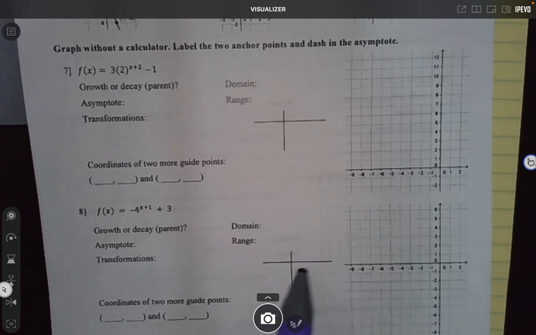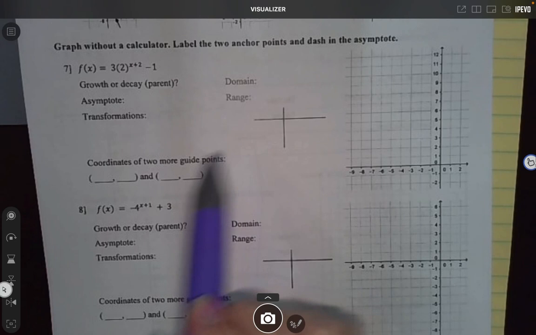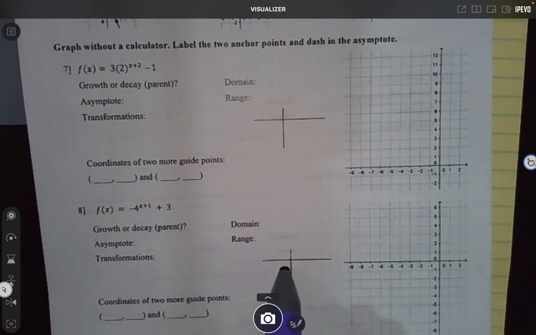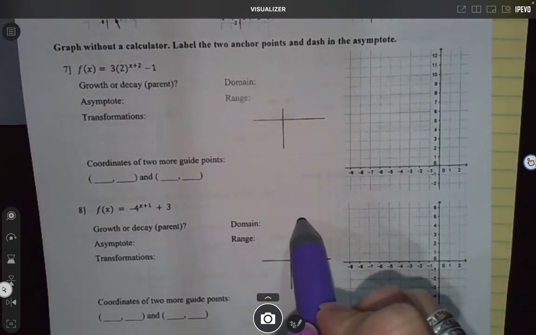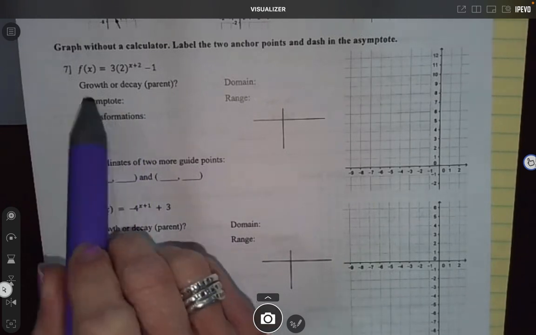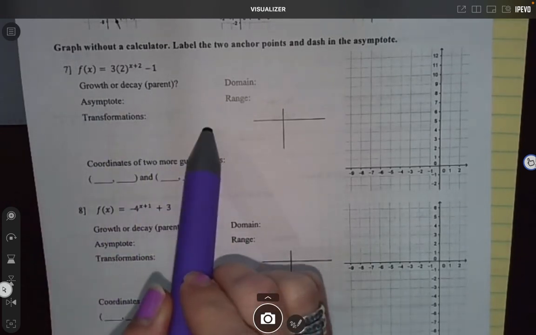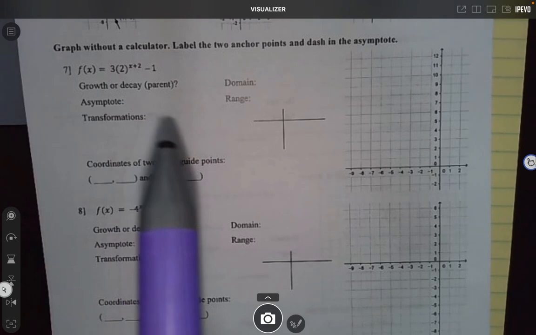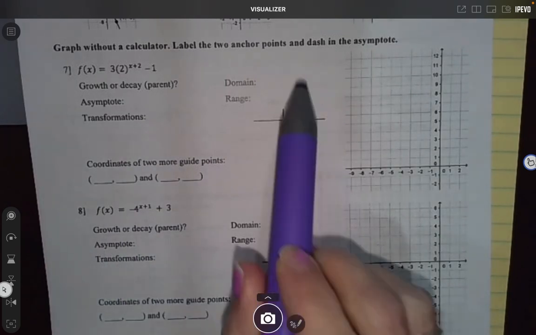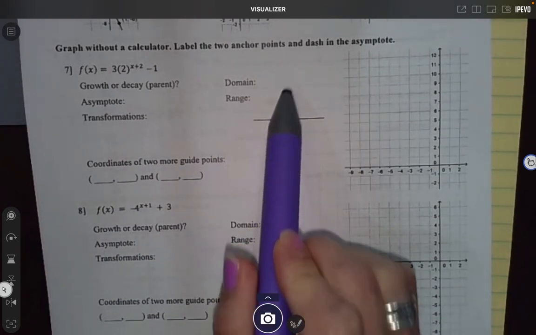This little box right here is nothing. Okay, it was actually a mistake on all these. It looks like a table. You can use it for a table of values, but you don't have to. But you're doing the same thing on these. You're just saying you can underline growth or decay, where it's moved, like left or right or up or down. Your domain, all real numbers.